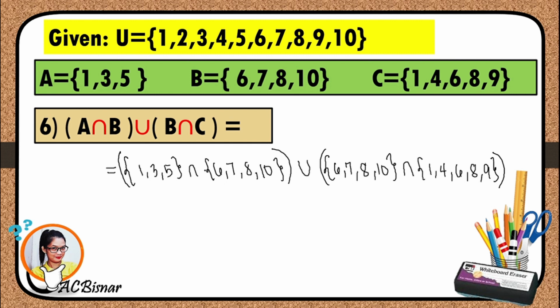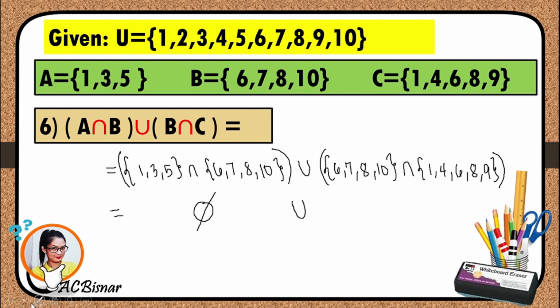Do we have 1? There's no 1. Do we have 3? There's no 3. How about 5? There's no 5. As you observe, there are no common elements in A and in B. And therefore, in here, we're going to have an empty set. Then you need to find the union of it and the intersection of B and C.